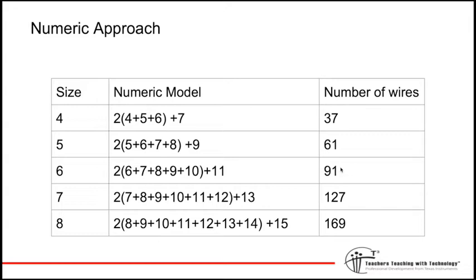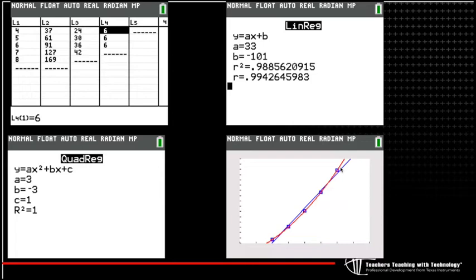We had 84 calculators that day. So I'm going to show you some screens that I captured from their calculator. Now L3 and L4 were not in their calculator when they began. They had the 4, 5, 6, 7, and 8, and the 37, 61, 91, 127, and 169. And they proceeded to run linear regression, and they called me over. You'll see that their linear equation was 33 times the cable size minus 101, and their R-squared value was 0.988, which, if you're doing approximate modeling, is a very good model.